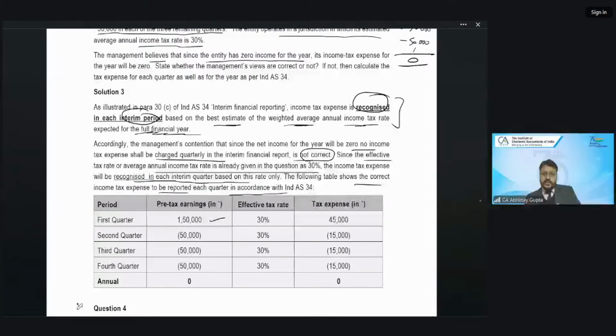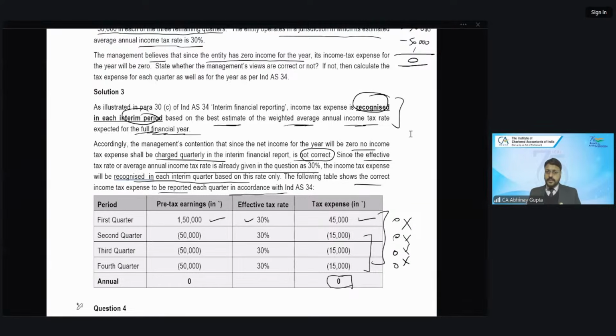So quarter one, 1,50,000 income, effective tax rate 30%, 45,000. And for the remaining three quarters, it would be a tax refund of 15,000 each. And then in annual, tax expense is zero in the annual financial statements, right? But we cannot say that because annual is zero, in the quarterly it is all zero, zero. So that is not correct, right? Because each quarter has its own period, own calculation of income and expense, and hence the tax expense as well, right? Clear? Anybody, any questions?